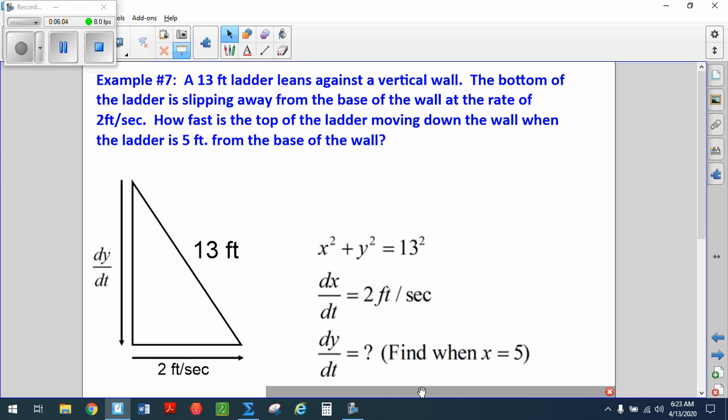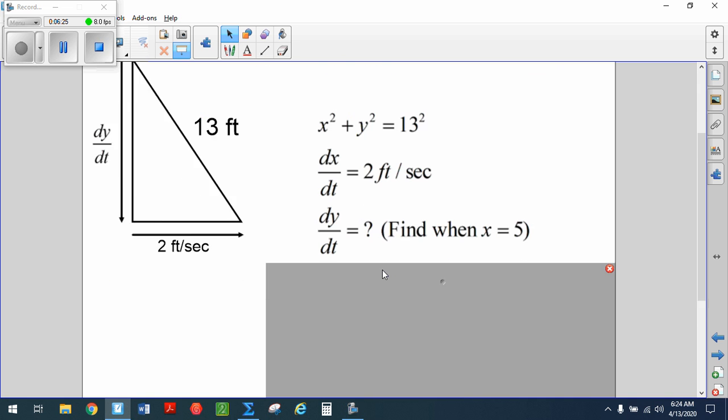I would say that dx/dt is positive because you are taking the distance between the base of the wall and the ladder, and you're making it greater. But for dy/dt, that's going to be negative when we find our answer because you're taking the distance from the top of the ladder to the ground, and you're making that smaller. And again, the 13 is a constant.